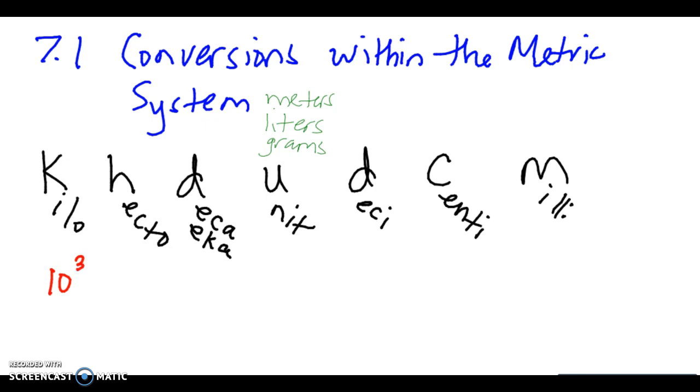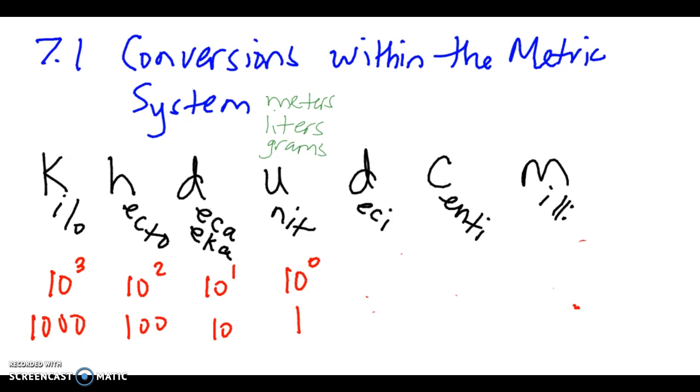There are 10 to the cubed, or 1,000 units in a kilo. 10 squared, there are 100 units in a hecto. 10 to the first, there are 10 units in a deca. 10 to the 0 is 1. There's 1 unit in a unit.